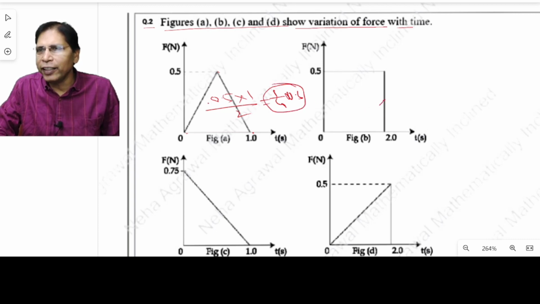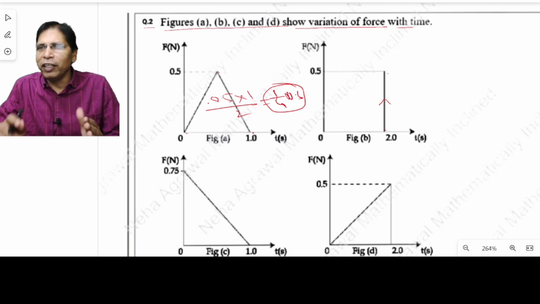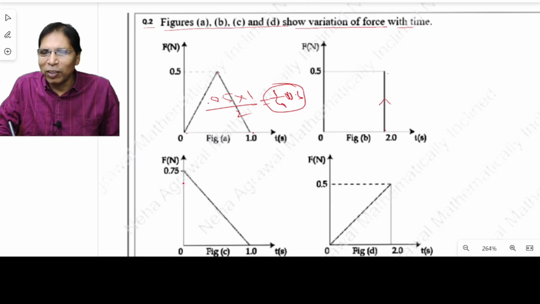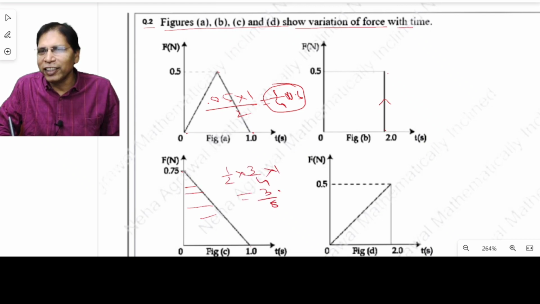Now here, the graph is vertically up, so time interval is 0. So area of this graph is 0. Now we have to calculate the area of this graph. 0.75 becomes 0 at t equals 1 second. So area of this graph is half into 3 by 4 into 1. So this is 3/8 newton second. This is greater than the previous one.